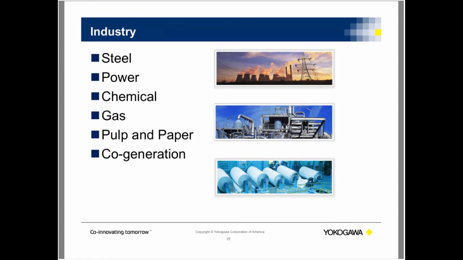Let's see. You're going to probably see manifolds in the steel, the power, the chemical, the gas, the pulp and paper, and the cogeneration industry. In cogeneration, they usually use biogas that enters the manifold system, and it goes through an iron sponge scrubber to remove harmful green gas, and a chiller unit to remove the moisture from the gas. So that's what happens when you use a manifold system for cogeneration.